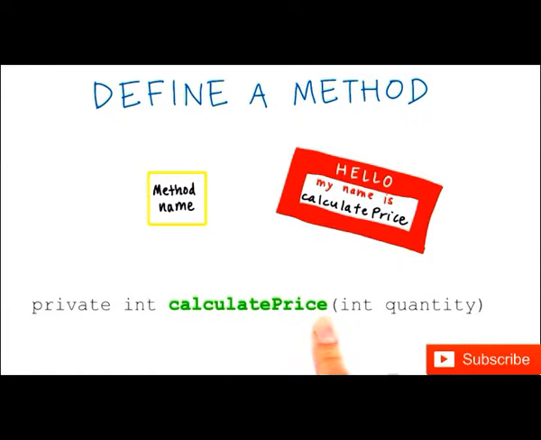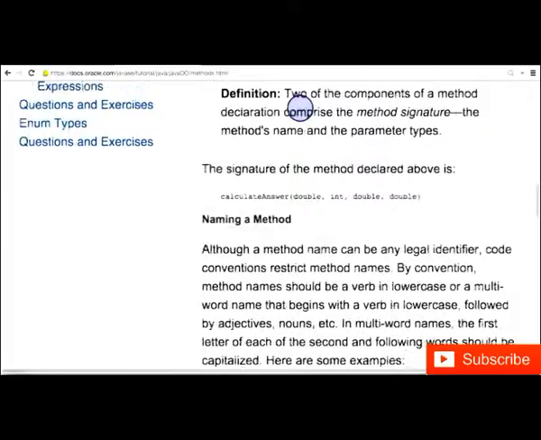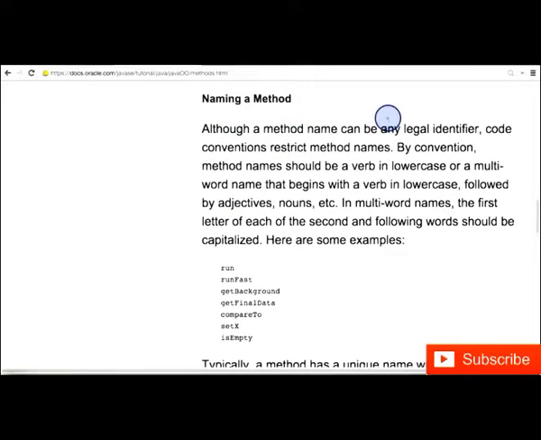Next, we have the method name, which is calculate price in this case. Just like how we can refer to variables with their name, we can refer to methods with their name so that we can execute the instructions in this method. In the same documentation about defining methods, we can scroll to the bottom and see a section about naming methods. You can read about this in more detail later, but basically it says that method names should begin with a verb, like run or get or compare, or set. It starts with a lowercase letter, and then you use camel case if there's multiple words.